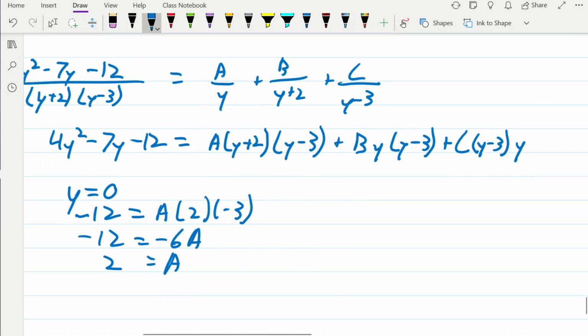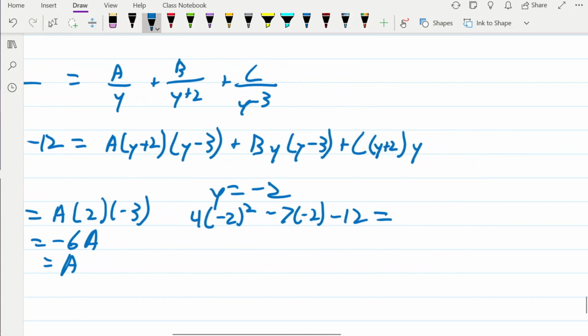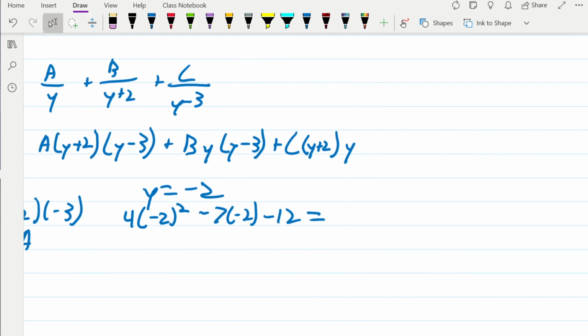Then I think we can set y equal to, oh, I think I wrote this one wrong. This is supposed to be plus 2. Y equal to negative 2. So we're going to have 4 times negative 2 squared minus 7 times negative 2 minus 12 equals, A is going to cancel out, and we're just going to have B. So B times negative 2 times negative 2 minus 3.